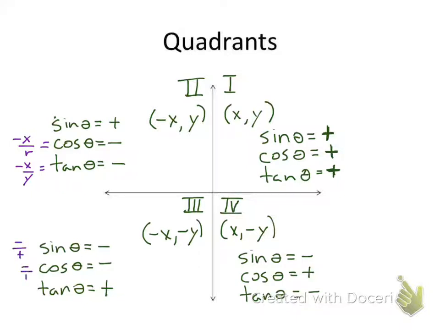And then tangent would be positive because it's going to be a negative over a negative, being your negative y over your negative x. Quadrant 4, we now have a negative y value. That results in a negative sine, a positive cosine, and a negative tangent. Now keep in mind the reciprocals of those, cosecant, secant, and cotangent, would all be the same sign as their reciprocal, so we don't really necessarily need to list those.